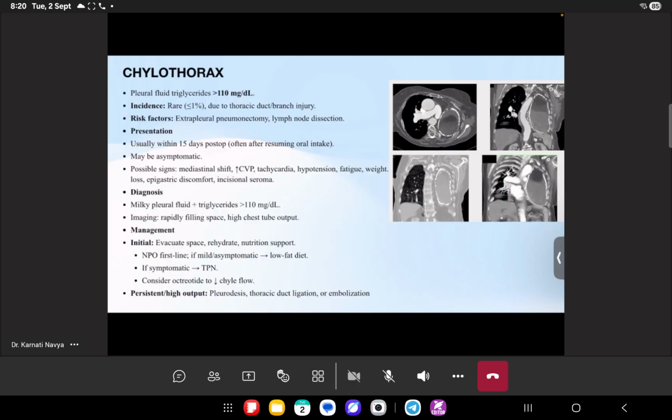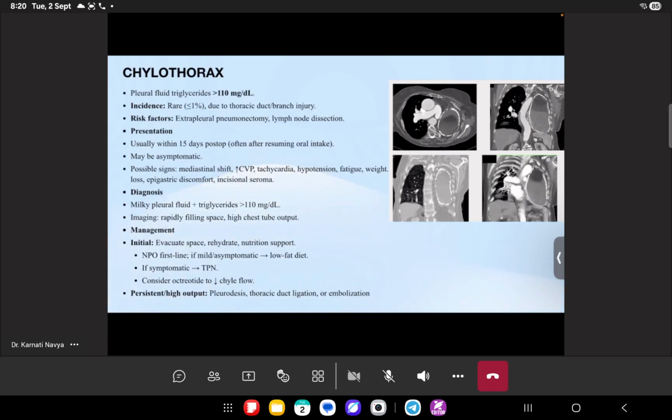It may be asymptomatic. The possible signs are mediastinal shift, increased CVP, tachycardia, hypotension, fatigue, weight loss, epigastric discomfort, or incisional seroma. Diagnosis is made by milky pleural fluid with triglycerides of more than 110 milligram per deciliter, and imaging shows a rapidly filling space and high chest tube output.